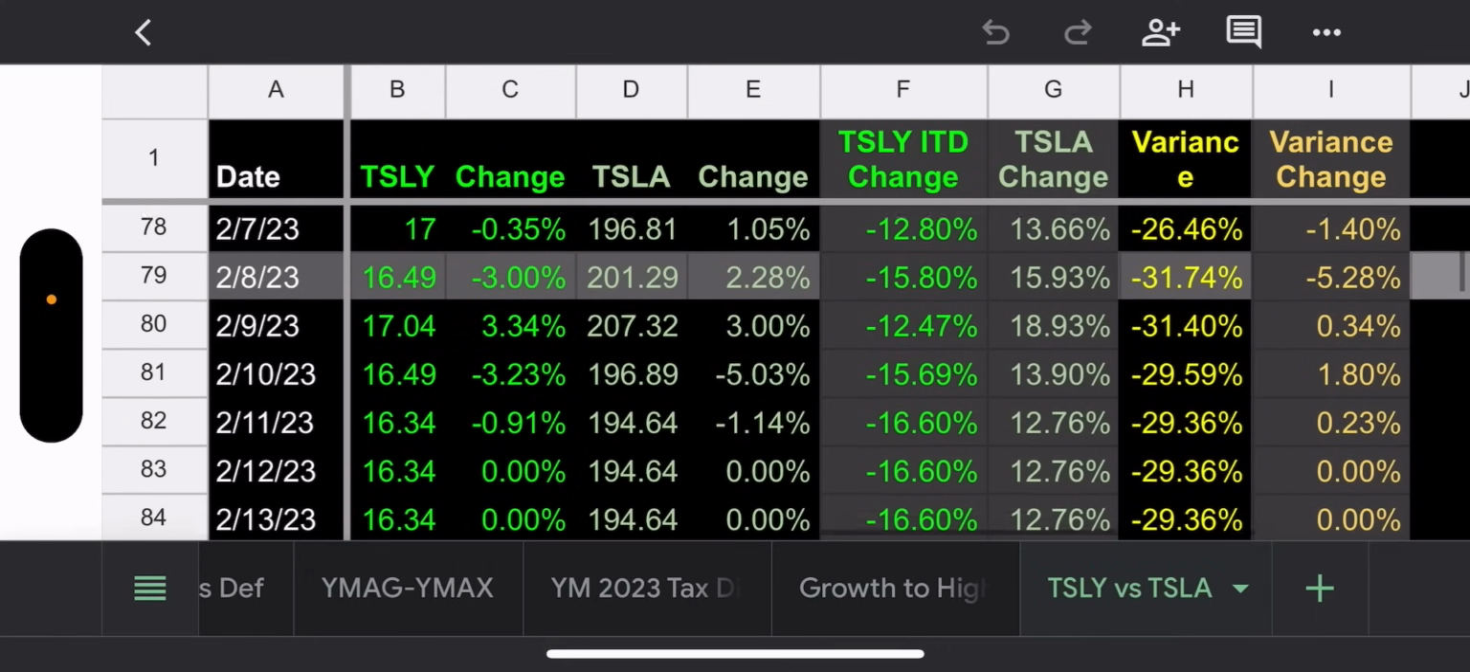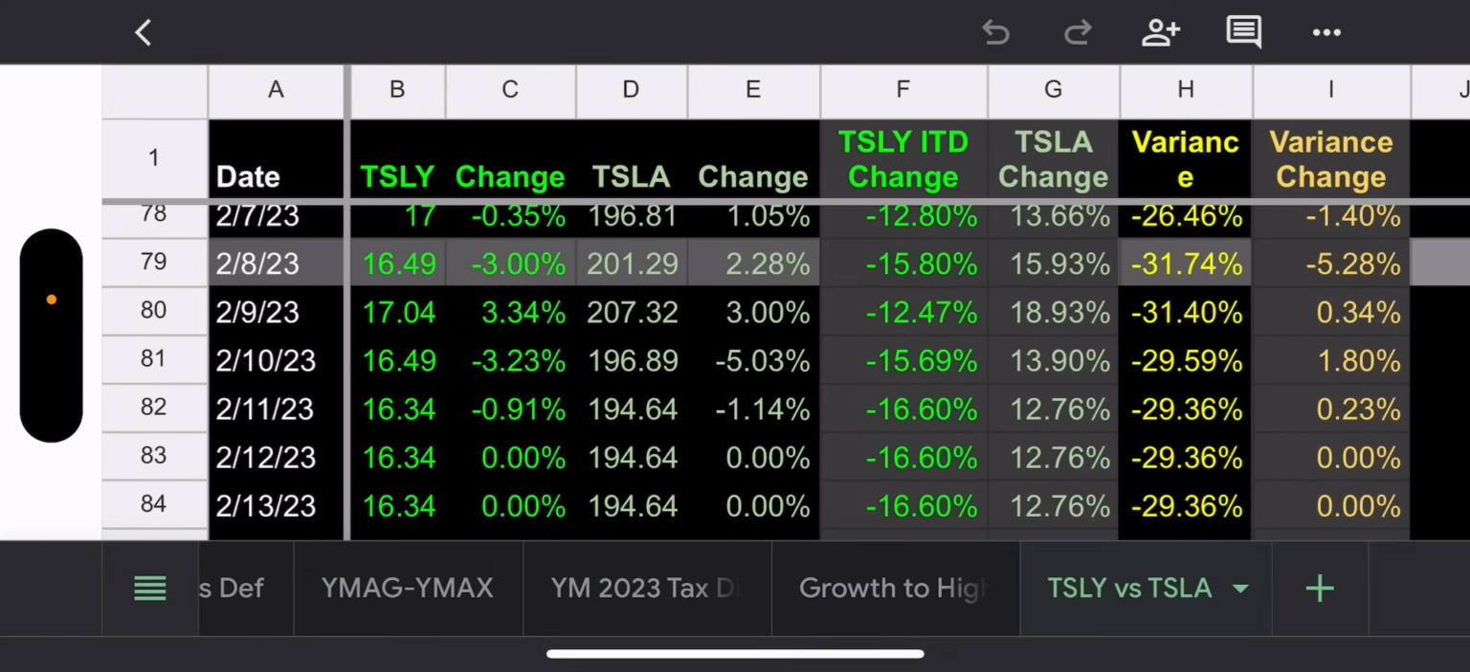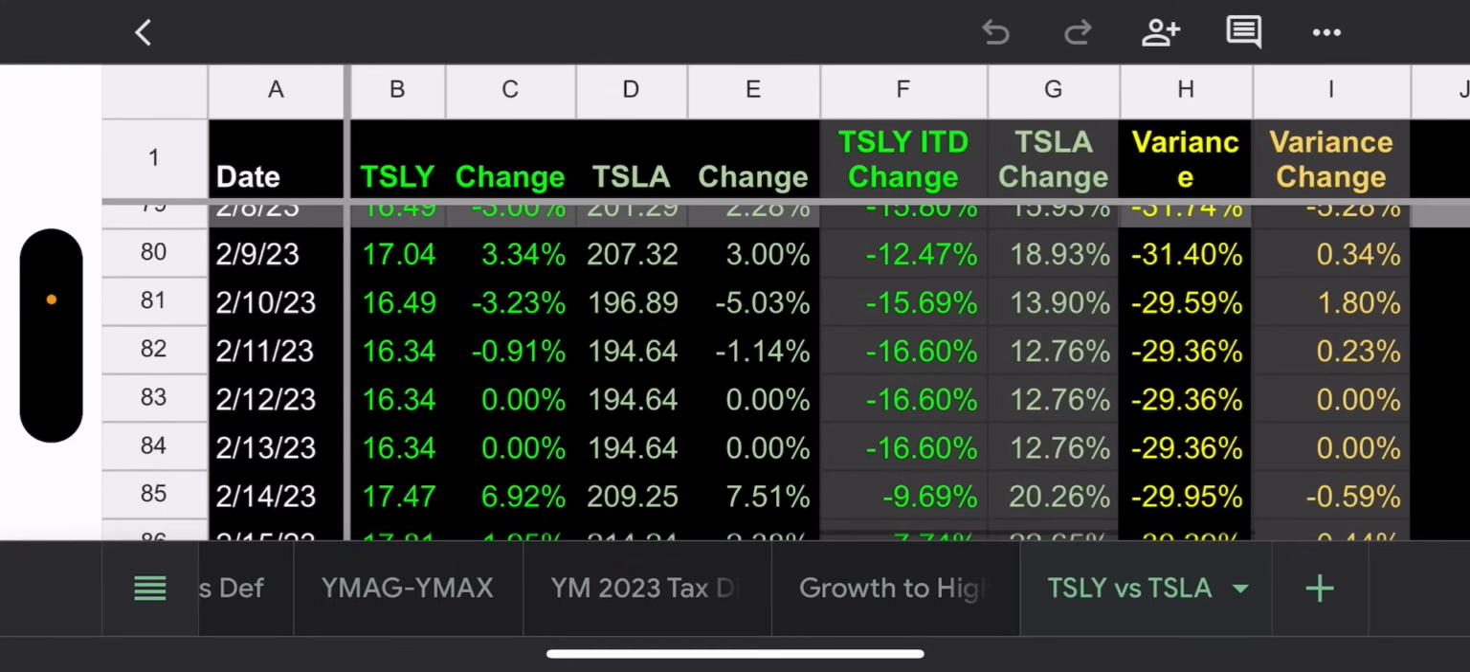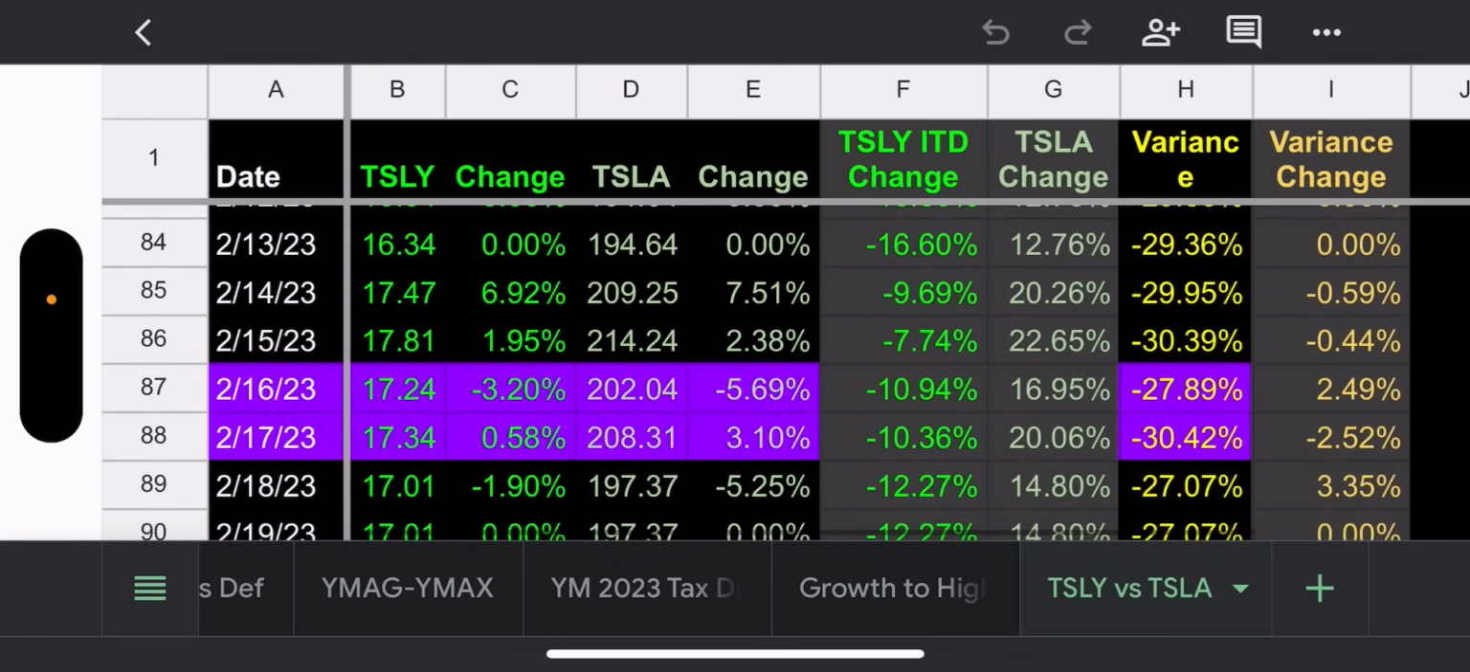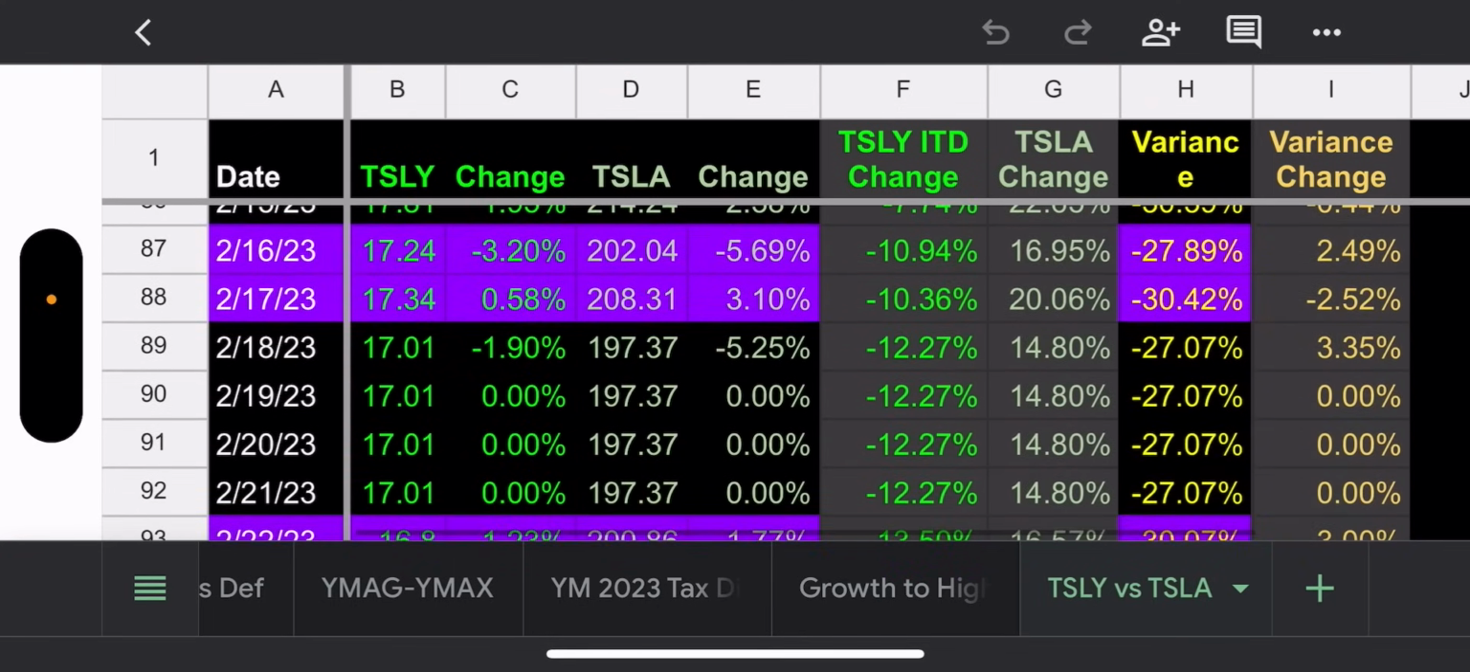Here's a gray day again, ex-dividend date. So we're not going to count that in as a negative, because we're going to get paid that money, so we could put that back into the fund or do what we please with it. Now here we are, 2 days in a row. Tesla went down 5.69%. TSLY went down 3.2%. This is actually in our favor. So TSLY went up 2.49%, right, compared to Tesla.